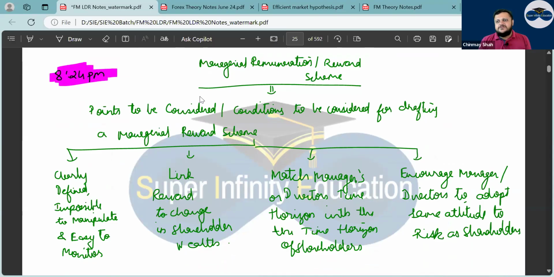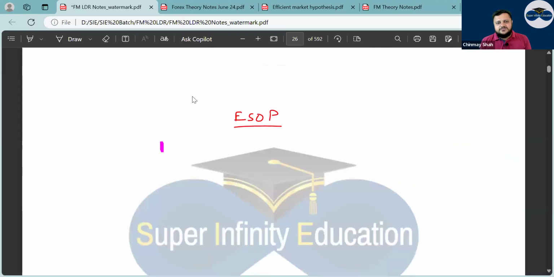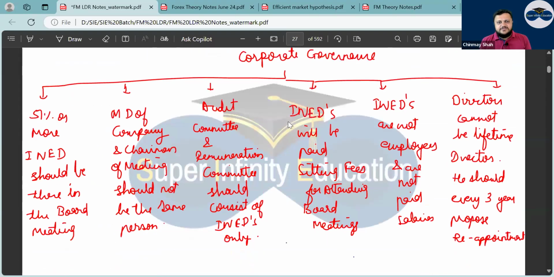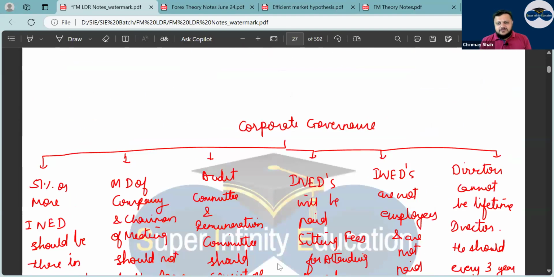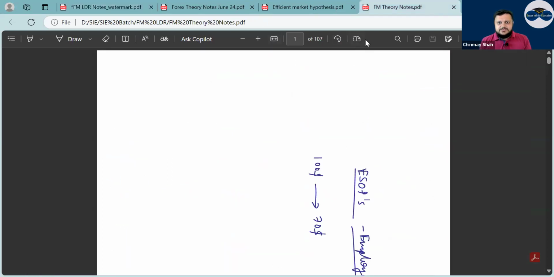Link reward with what? Shareholder wealth maximization rather than profits or anything. Match the manager's or director's time horizon with the time horizon of shareholders. The manager is thinking only 1 year, 1 year, 1 year, while the shareholder is thinking 5 year, 5 year, 5 year. Encourage manager or director to adopt the same attitude to risk as shareholders. ESOP, I think I have done in the theory notes. So I think I opened the theory notes here. Is ESOP also there first in these?